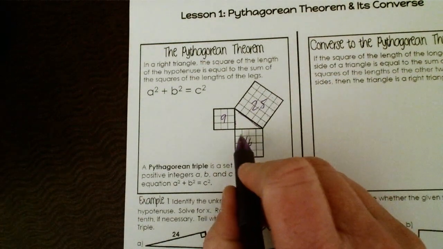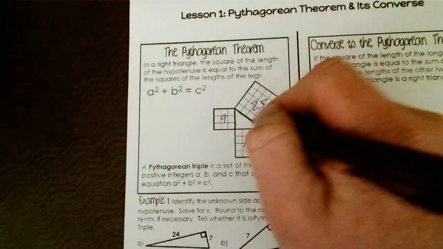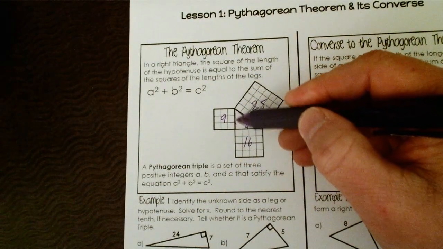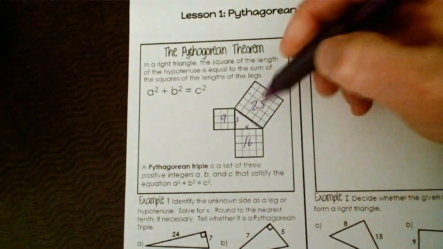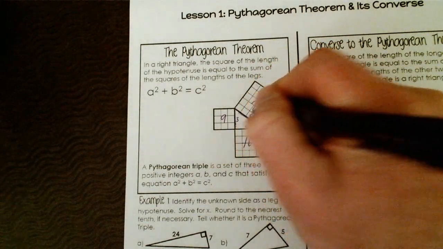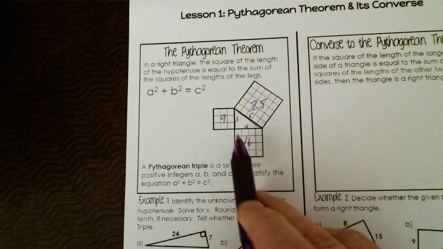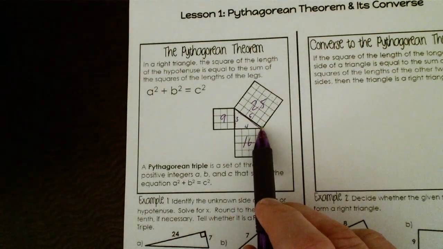This square has a length of a base of 4. So we'll put a little 4 there. This height is a length of 3 because there's 3 units. The hypotenuse is 5, and we'll put a little 5 there. So I've got a height of 3, a base of 4, and a hypotenuse or a slanted line of 5.